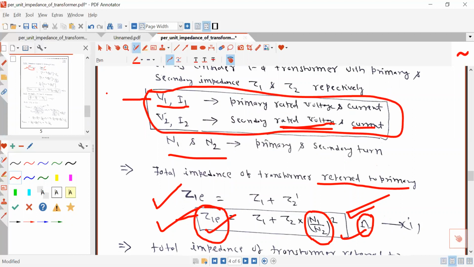Means if you want to calculate base value for primary impedance, then it will be V1 by I1, and if you want to calculate base value of secondary impedance, then it will be V2 by I2. So it is recommended to determine base value from the rating of the machine, which you have studied in the previous lecture.